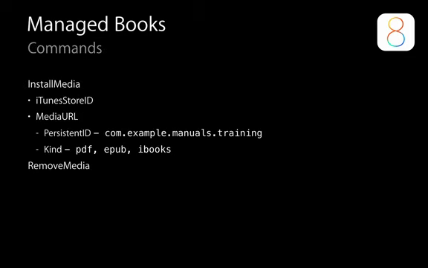For you MDM vendors out there, it's going to be pretty straightforward to implement this. Just like there's an install application MDM command, there's now an install media MDM command, where if it's a managed iBooks Store book, you'll just specify the iTunes Store ID. And if it's an enterprise book, you'll specify a URL back to your server to download the bits. You need to specify a persistent ID that's under your control so that you can uniquely identify each enterprise book that's being installed and its kind. And then the matching remove media command.